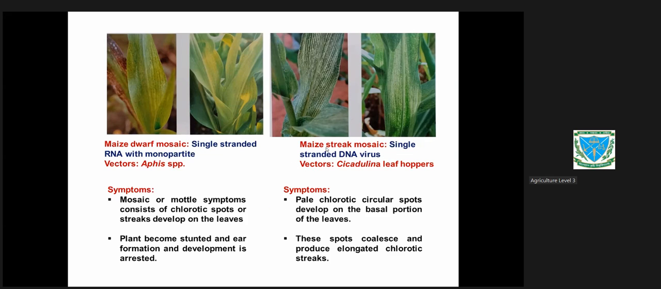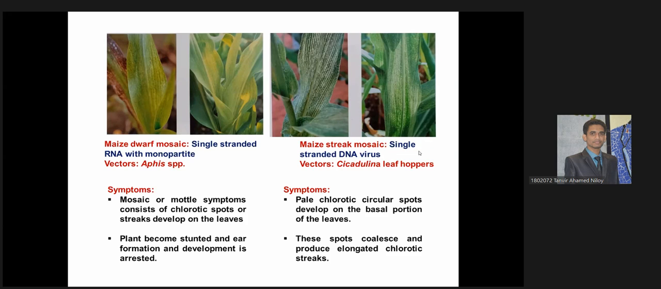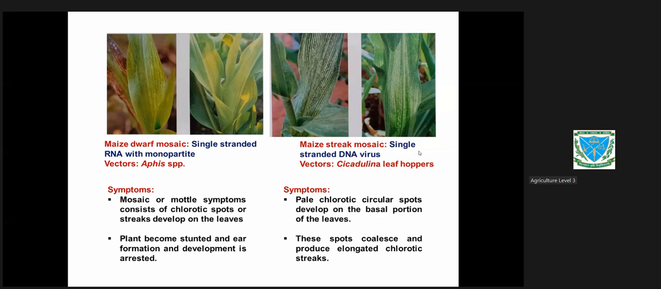Another disease you see, maize streak mosaic. দেখো স্ট্রিকিং হয়েছে, এই যে ছোট ছোট লম্বাটে দাগ মেইজের পাতায় যদি দেখা যায় তাহলে সেটা হচ্ছে স্ট্রিক মোজাইক। Cicadulina leafhopper, লিফ হোপার দিয়ে ছড়ায়। And also caused by single stranded, not RNA virus. এটা কি ভাইরাস? DNA virus. Viruses are RNA and DNA.